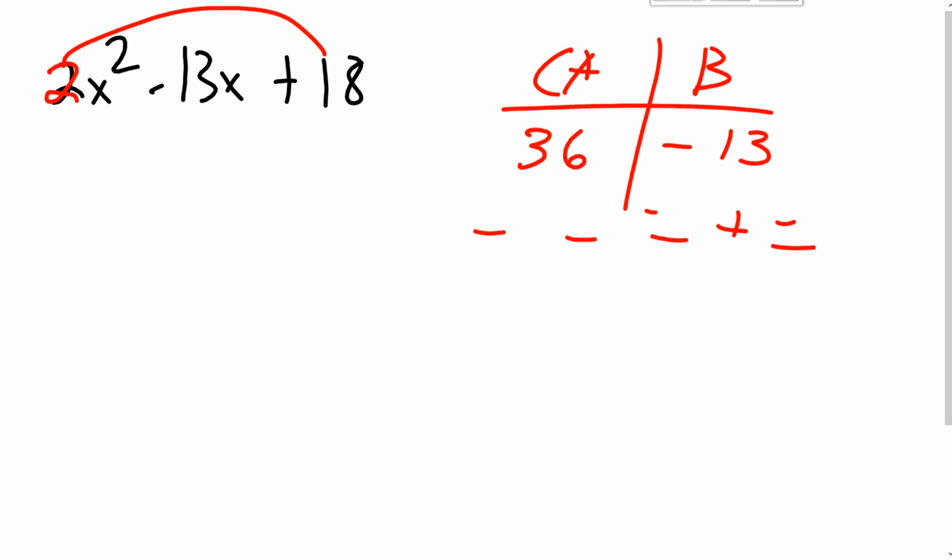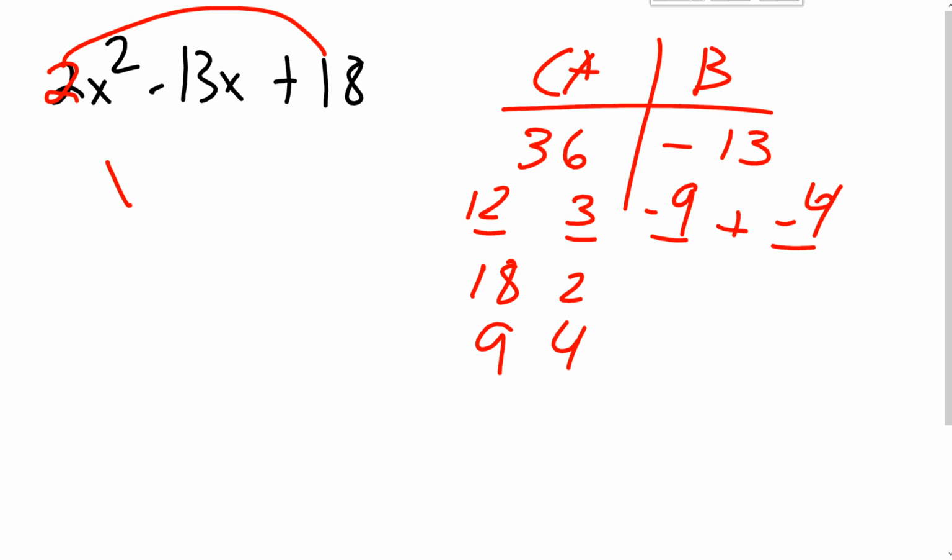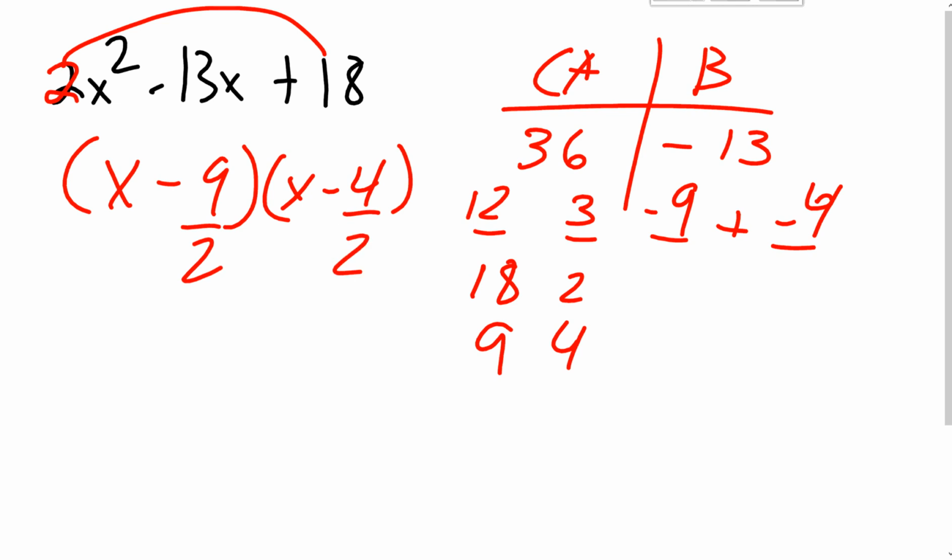So we get 12 and 3. So that's 15. We get 18 and 2. So that doesn't work either. We can try 9 and 4. 9 and 4, yep. That adds up to 13. But because my b is negative, both of these need to be negative. So my factors are x minus 9 and x minus 4. But because I multiplied by my a, I now need to divide by my a. This doesn't reduce, right? So I can put that in front.